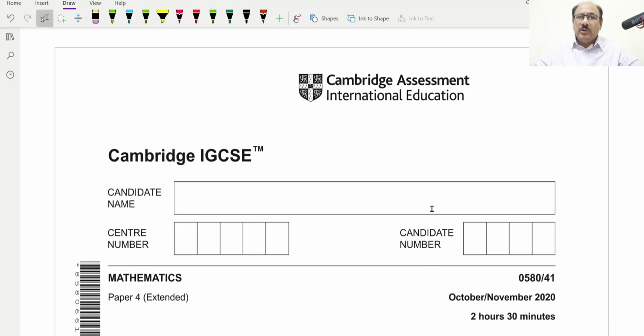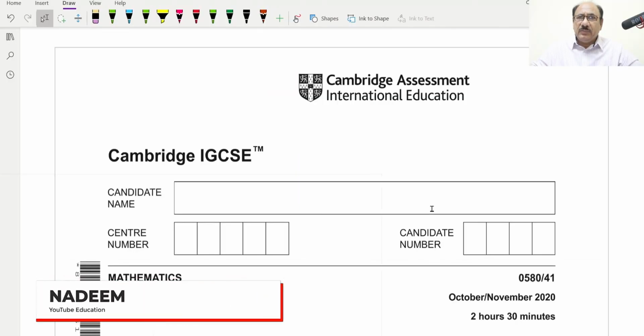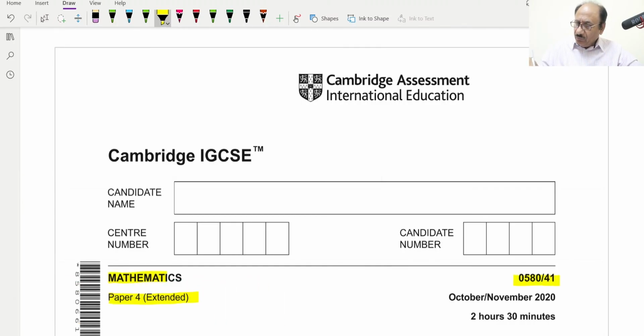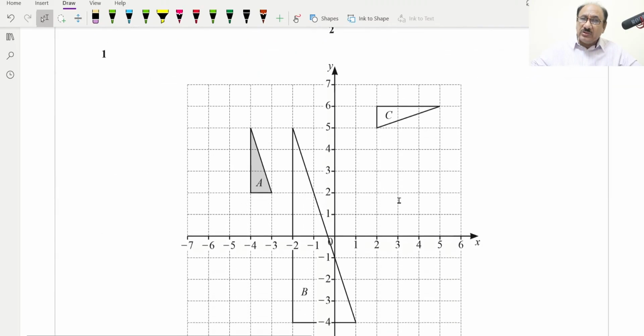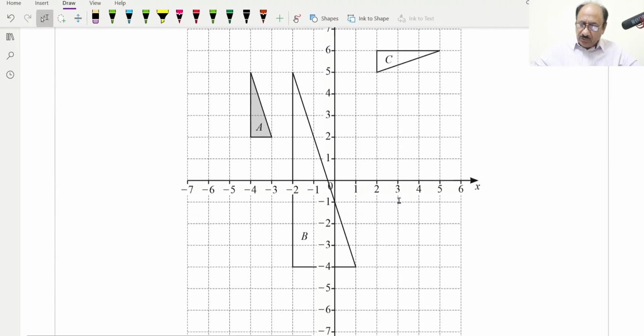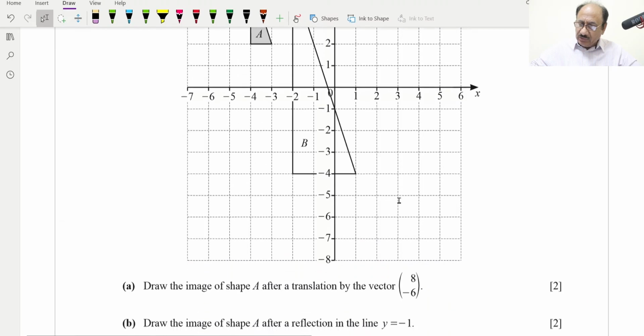Hello everyone. Today we'll be going through IGCSE Mathematics Cambridge Paper 4 Extended 0580/41 October November 2020. Question number 1 is a transformation question. Triangles A, B, C are given.